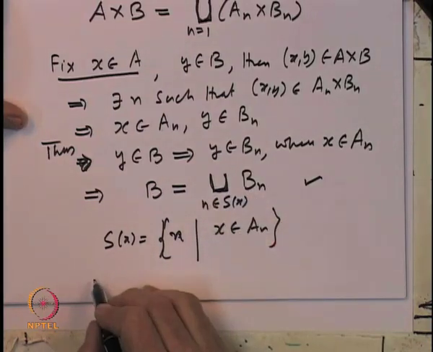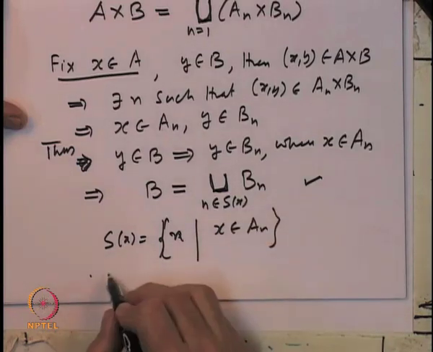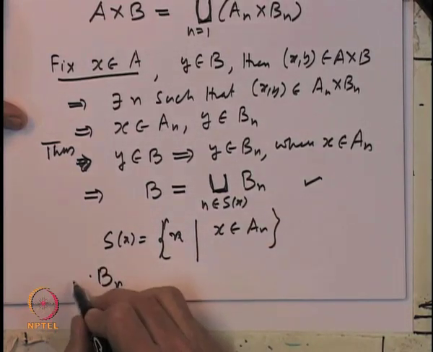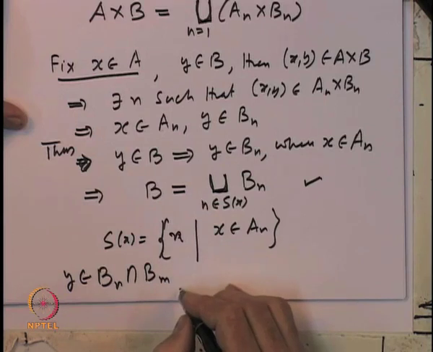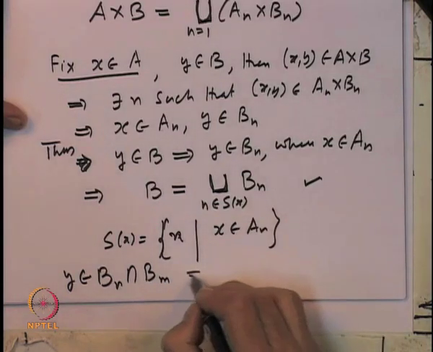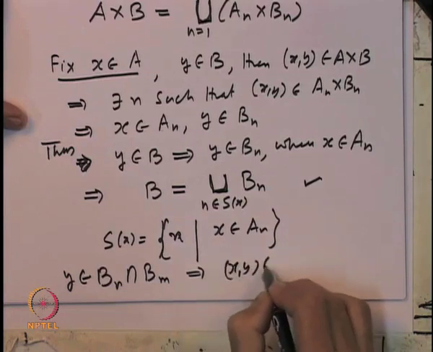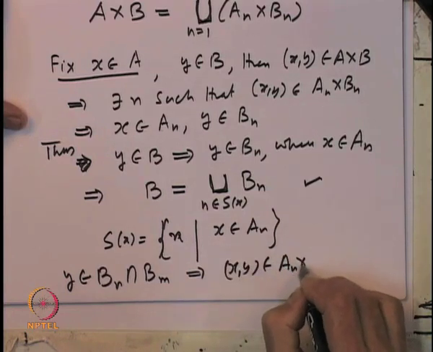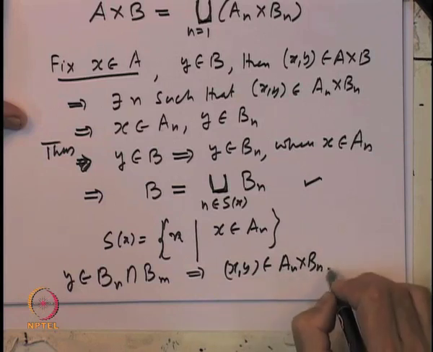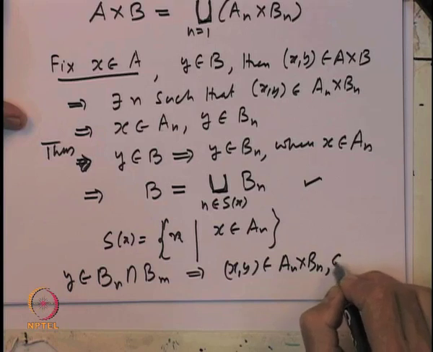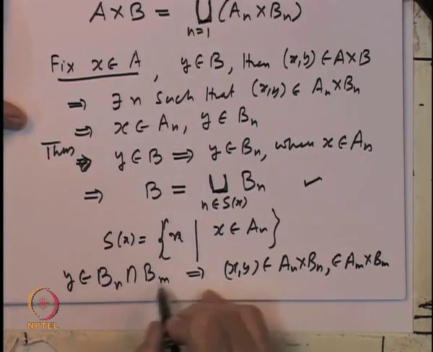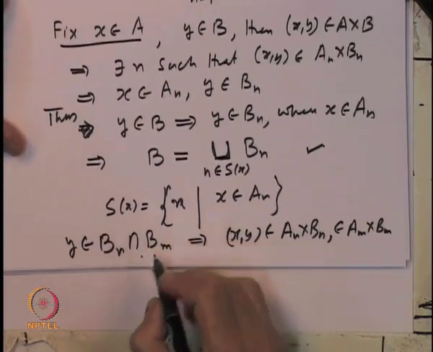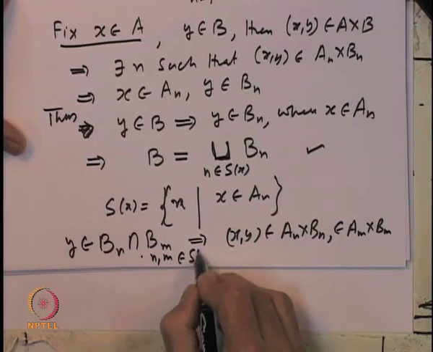Why is that? Because if this is not disjoint, that means if a point y belongs to B n intersection B m, where both n and m are in S of x, that will imply that x y belongs to A n cross B n, and also it belongs to A m cross B m, where n and m belong to S of x.